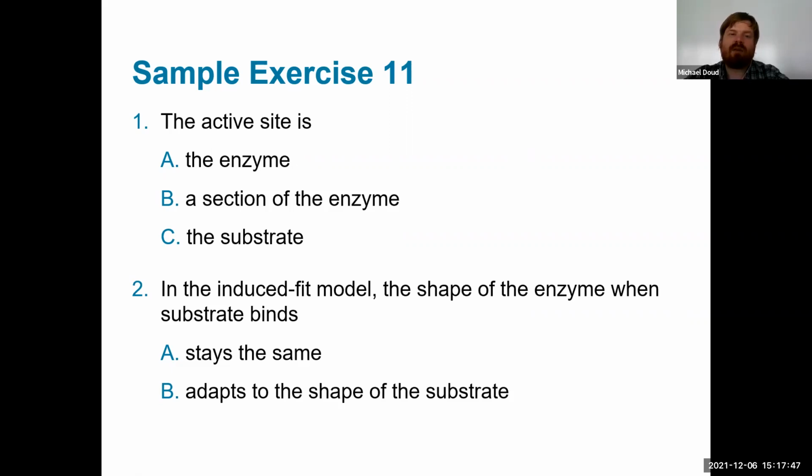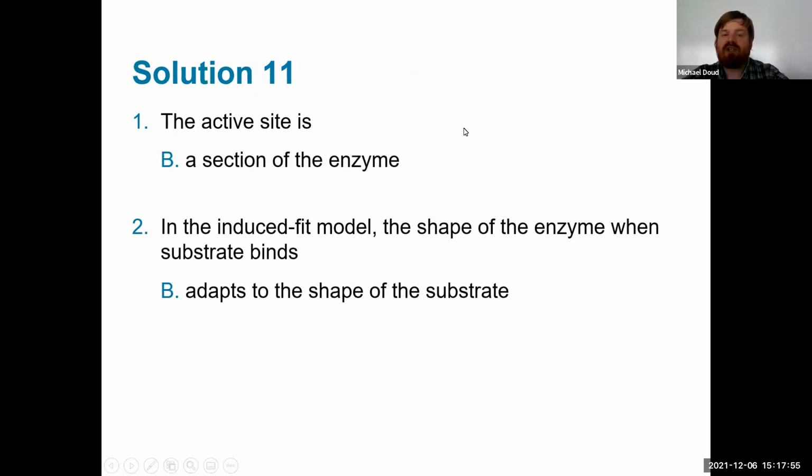Okay, so sample exercise 11. The active site is A, the enzyme, B, a section of the enzyme, or C, the substrate. It is a section of the enzyme. And then finally, in the induced fit model, the shape of the enzyme when the substrate binds, it adapts to the shape of the substrate. In other words, they both kind of modify in order to accommodate each other.